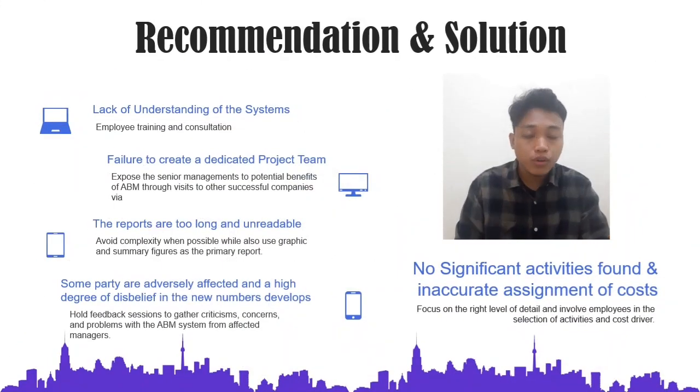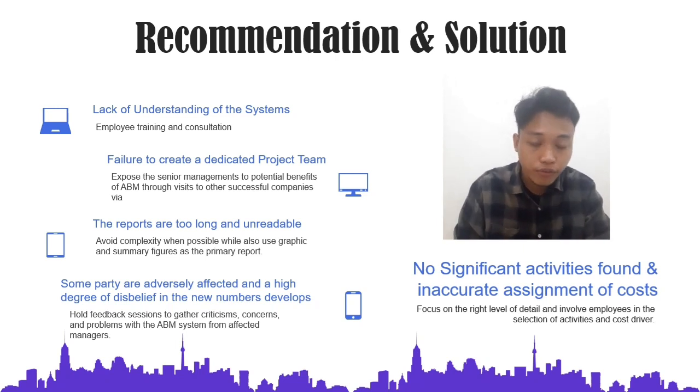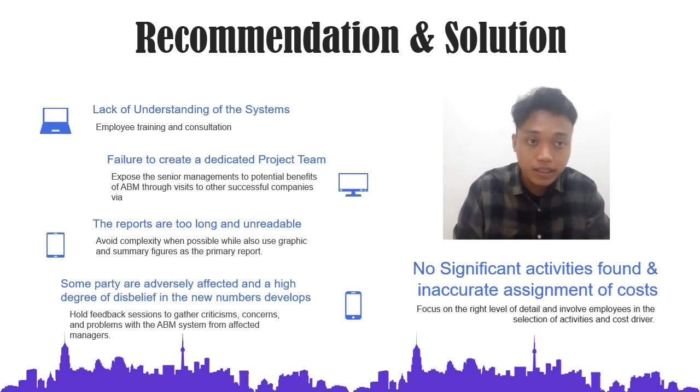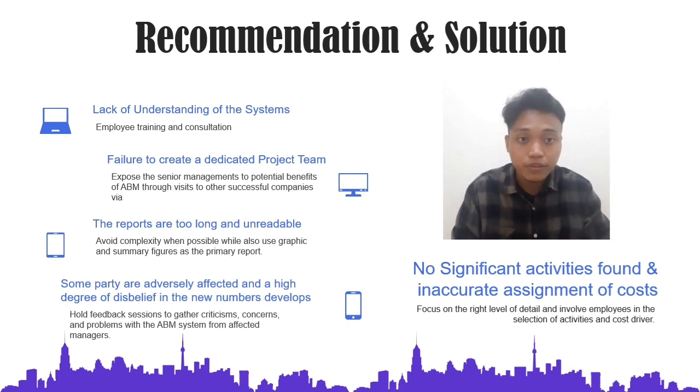Now we move on to the recommendations and solutions. So we have 5 problems here. First, lack of understanding of the system. So we suggest that the company must have employee training and consultation. Okay, next we have failure to create a dedicated project team. So the solution is we expose the senior management to the potential benefits of ABM through visits to other successful companies.